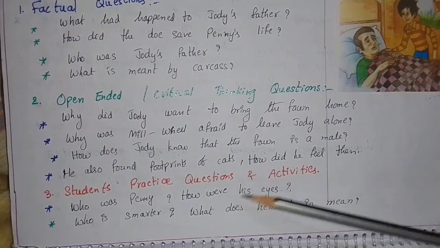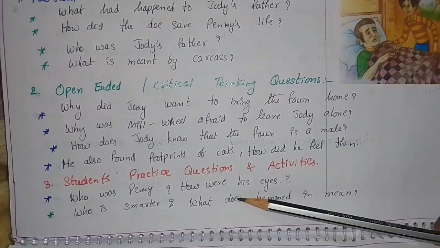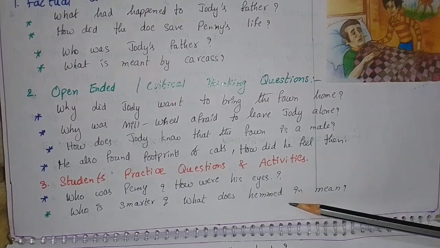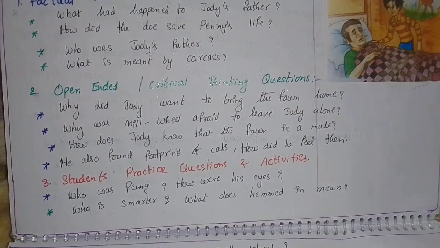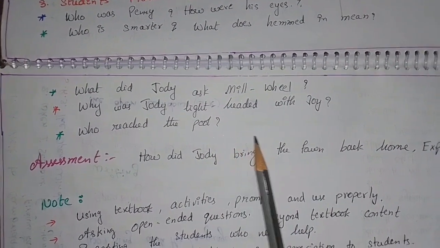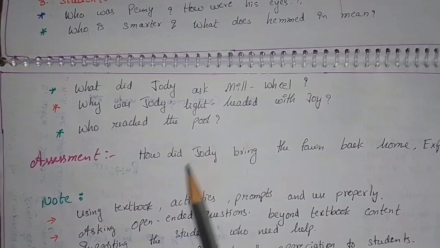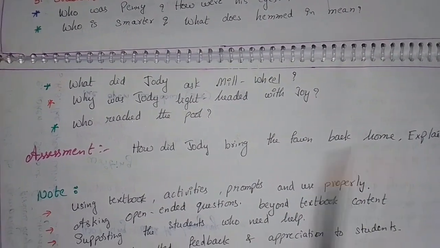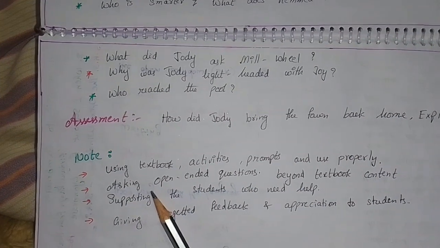Next, students practice questions and activities. Who was Penny? How were his eyes? Who is smarter? What does Hamden mean? What did Jody ask Millwheel? Why was Jody lightheaded with joy? Who reached the pool? Assessment. How did Jody bring the fawn back home? Explain. Note. We write the notes here.